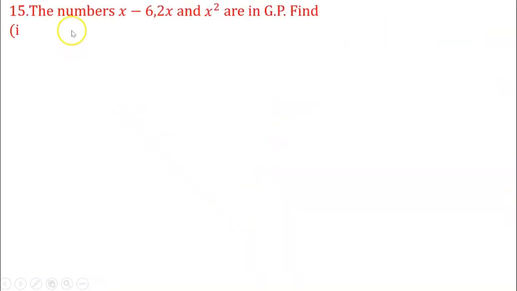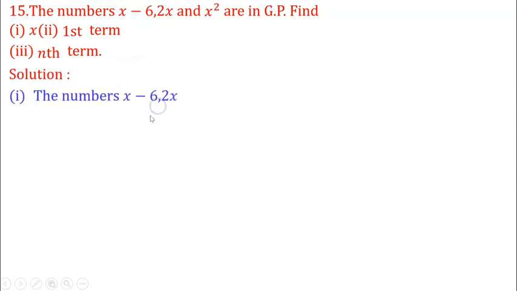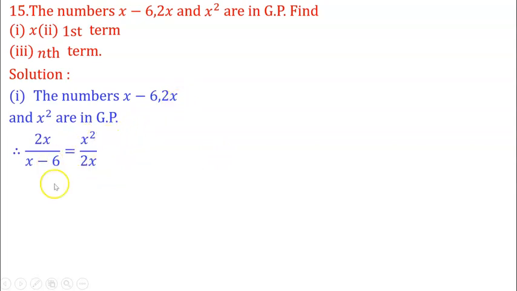Now the next question. The numbers x minus 6, 2x and x square are in GP. Find x, the first term and the nth term. Now the solution. The numbers x minus 6, 2x and x square are in GP. Therefore, 2x upon x minus 6 equals x square upon 2x, because their ratio is constant.